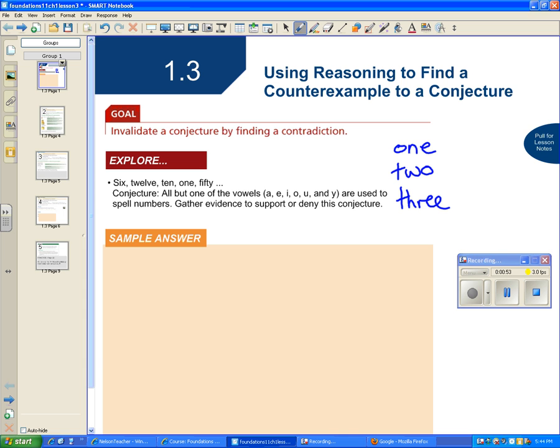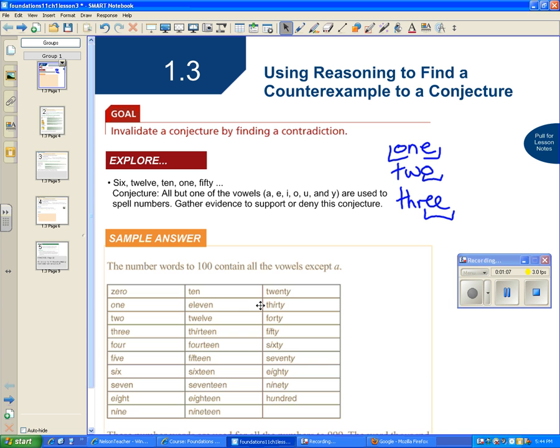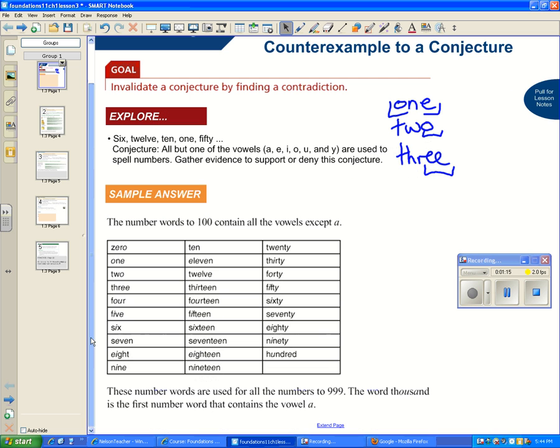All of these numbers you can spell out, and you use every single vowel except one. There's one vowel that is not used. So is this true? Is this not true? Looking at the answer here, it says the number words to 100 contain all the vowels except A. So if you look through, we have every single vowel. We don't use the letter A until the word thousand, with the A there. That is the first number that contains the vowel A.